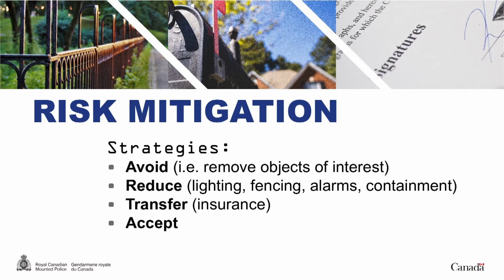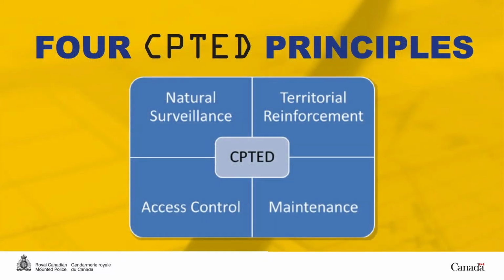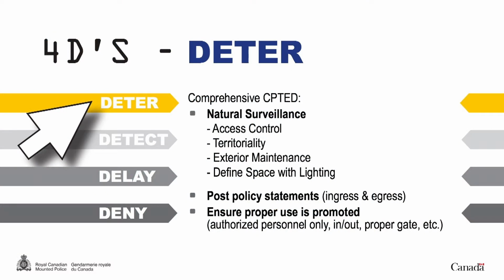The risk mitigation strategies include avoidance. Remove objects of interest, and these are objects that are laying around your yard, objects that haven't been secured. Reducing the potential. By this we mean using lighting, fencing, alarms, or containment, and transfer, as well as accept. And the 4 CPTED principles are natural surveillance, access control, territorial reinforcement, and maintenance. And we'll go through each one of these principles one by one.